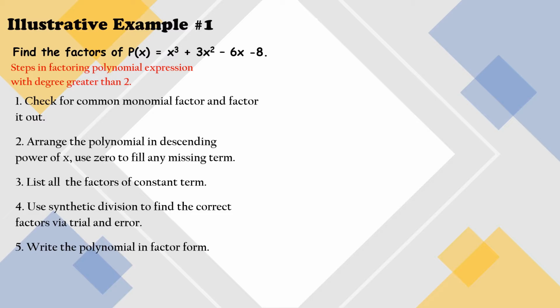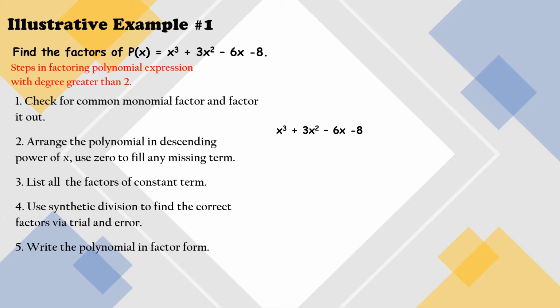Now let's apply the steps in finding the factors of P of x equals x cubed plus 3x squared minus 6x minus 8. Step 1, check for the common monomial factor and factor it out. In our given polynomial, there's no common monomial factor, so we can proceed with step 2, which is to arrange the polynomial in descending power of x and use 0 to fill any missing term. We have x cubed plus 3x squared minus 6x minus 8. It's already arranged in descending power of x, so you don't have to rearrange.